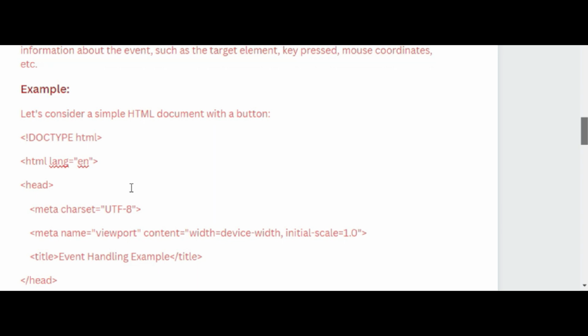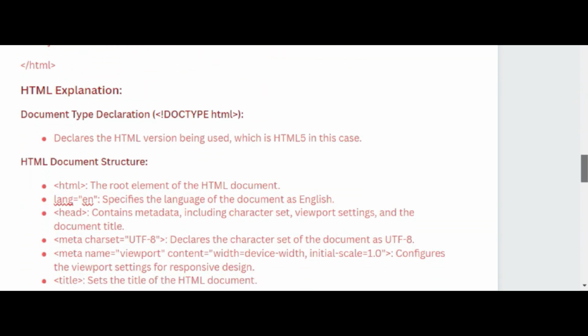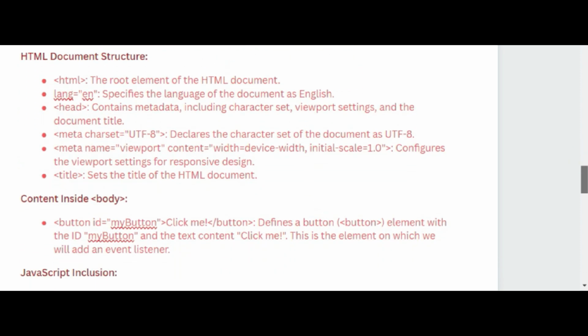So whenever you write code on your own in HTML, you can understand what it means and why it is necessary, right? The document type declaration declares the HTML version being used, which is HTML5 in this case. The html tag is the root element of the HTML document. It specifies the language of the document as English. The head contains metadata including character set, viewport setting, and the document title.